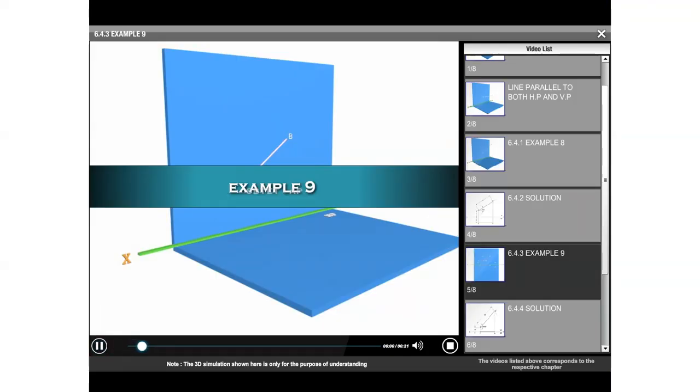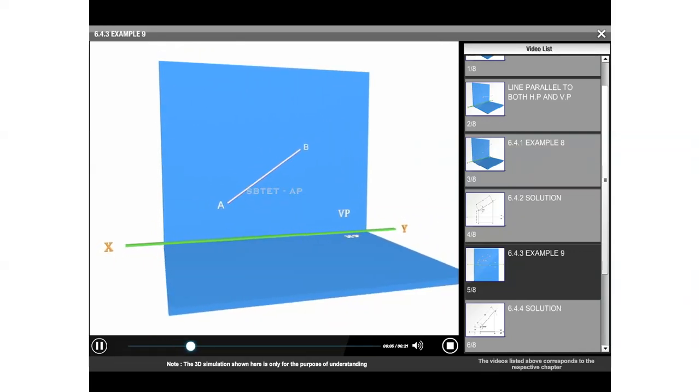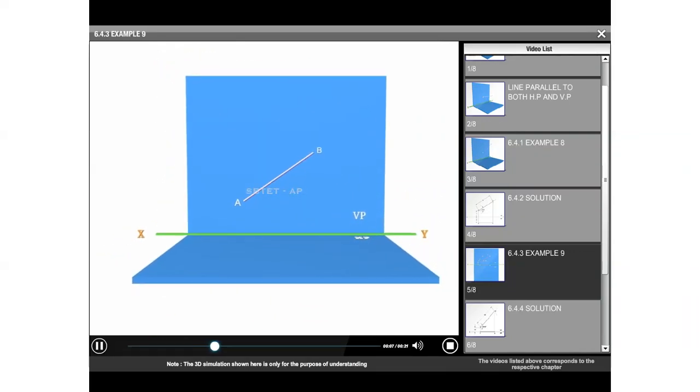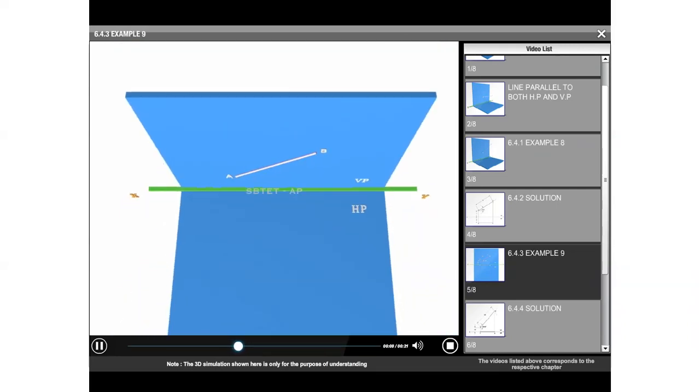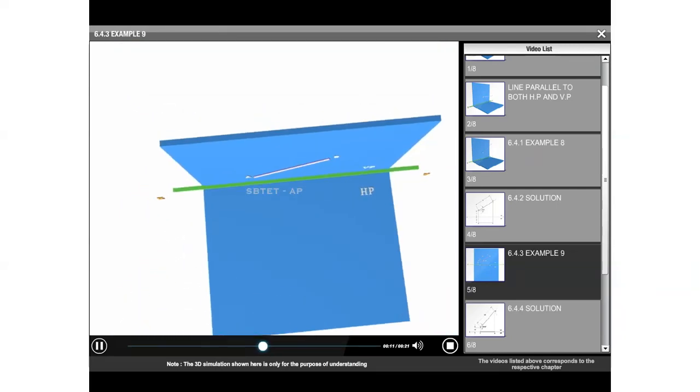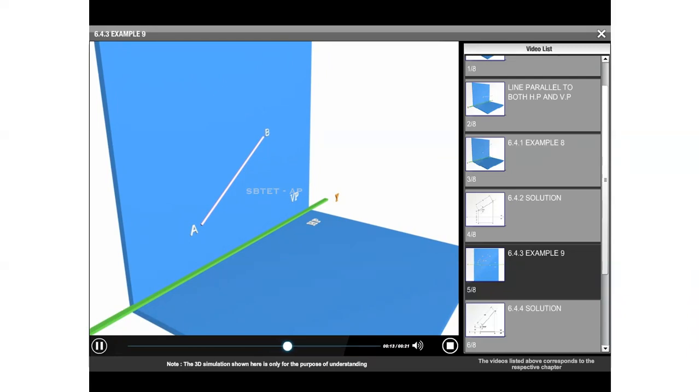Example problem 9. In this, the line AB is of length 60 mm and is in VP and inclined at 40 degrees to the HP. One end A is 10 mm above HP.